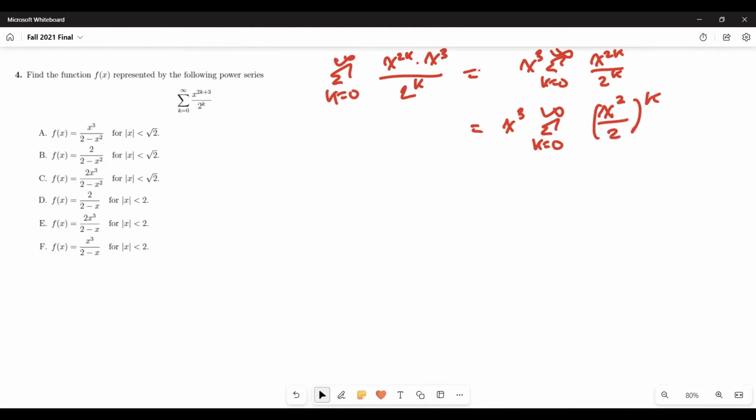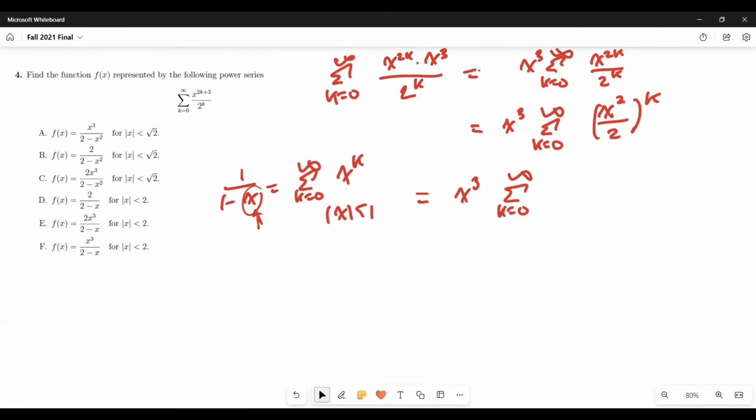And if you recall, 1 over 1 minus x is equal to the sum from k equals 0 to infinity of x to the k, for absolute value of x less than 1. So this is a similar format, right? Because it's x squared over 2 to the k power. Instead, you just have to plug in x squared over 2 here. So this will just become x cubed, sum from k equals 0 to infinity. We don't need that part actually. x cubed times 1 over 1 minus x squared over 2.